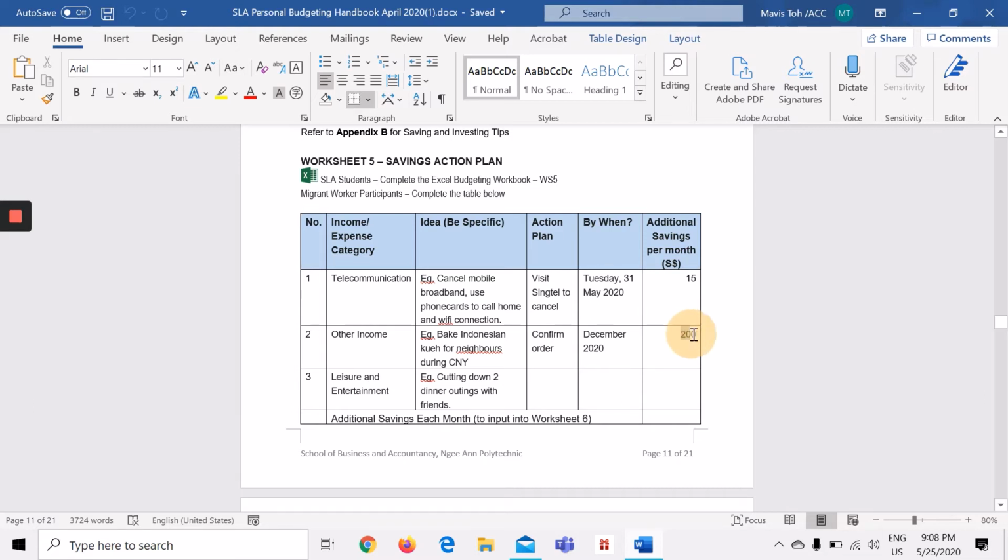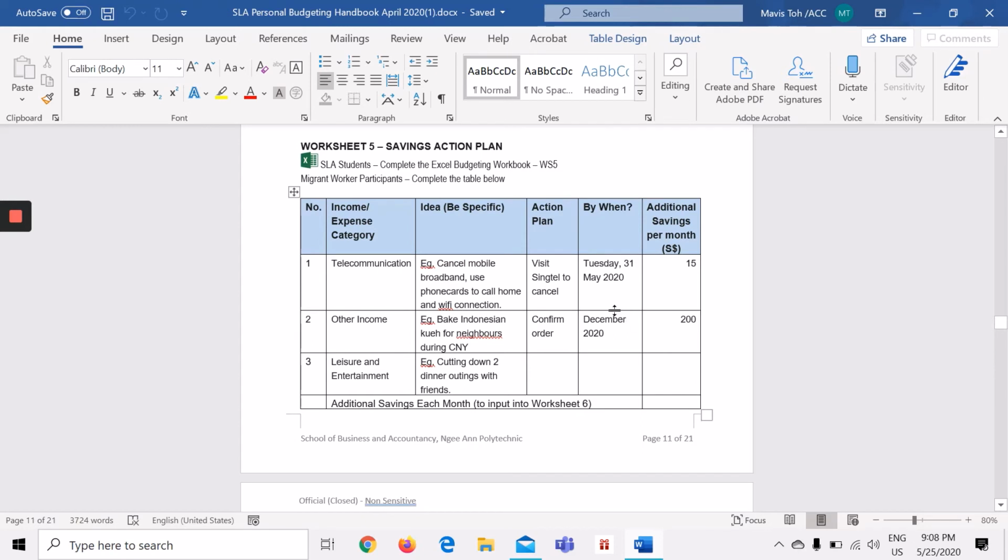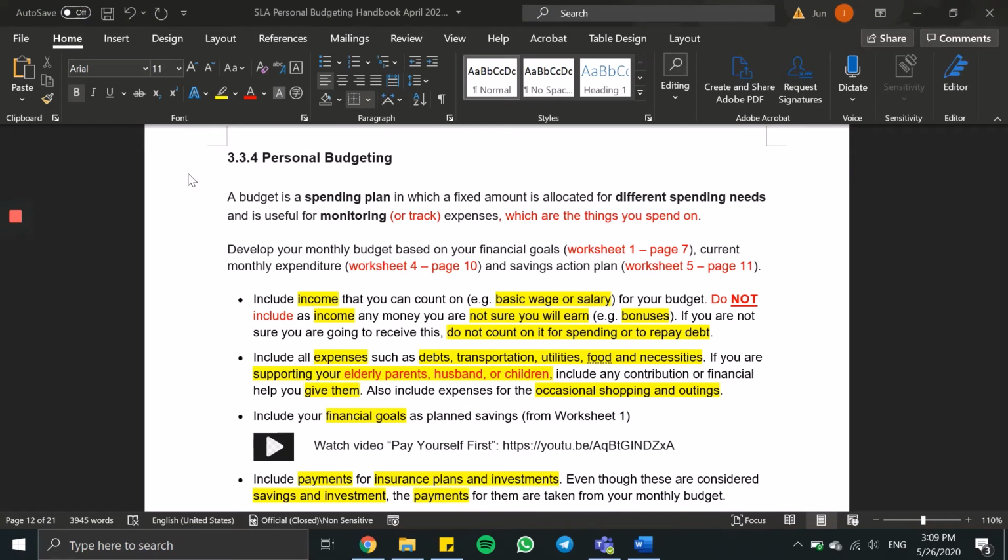So how much do you save per month? You can just write it down. So that is all. After you have listed down all the expenses that you can cut or income that you can earn, you can add everything up here to arrive at this amount, and then you will input this amount into worksheet 6. Okay, so now let us move on to personal budgeting.